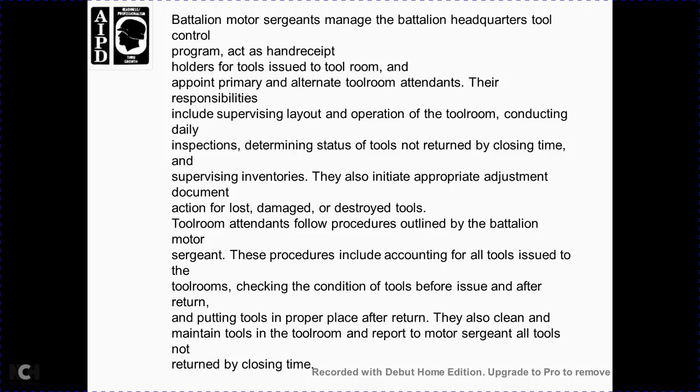tools issued by the tool room, checking the condition of the tools before issue and upon return, and putting them in the proper place after return. Tools are cleaned in the tool room before the motor starting. All tools not required must be returned by closing time.